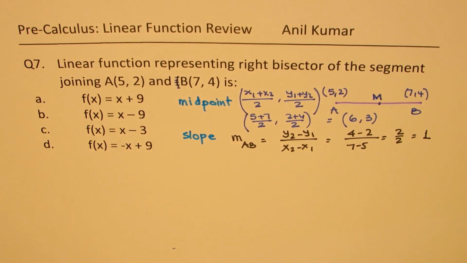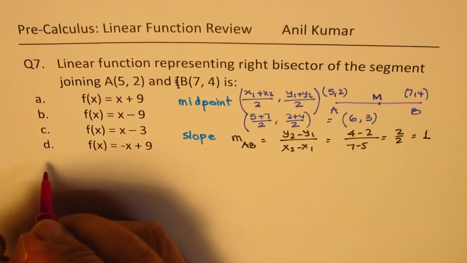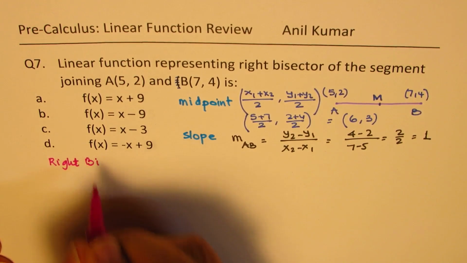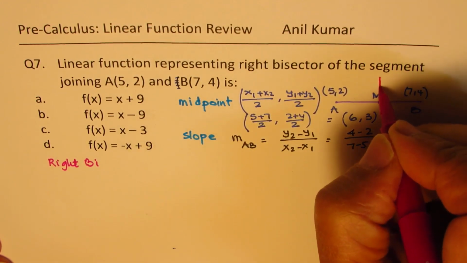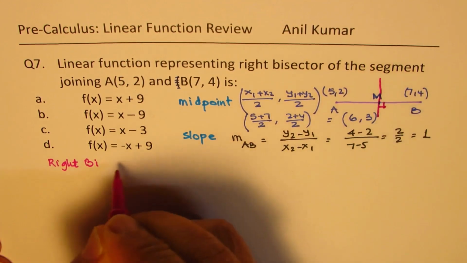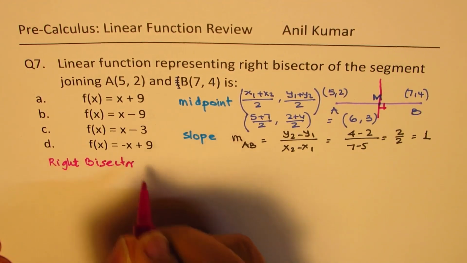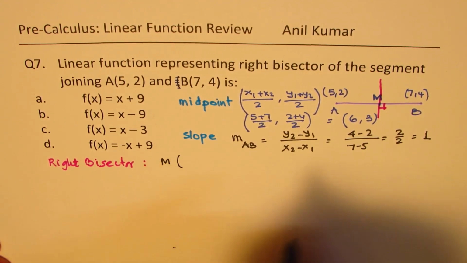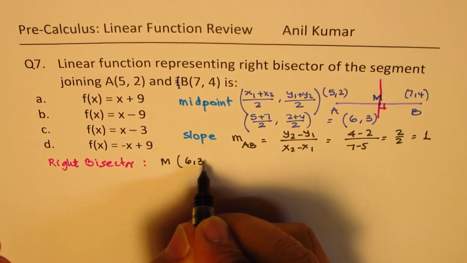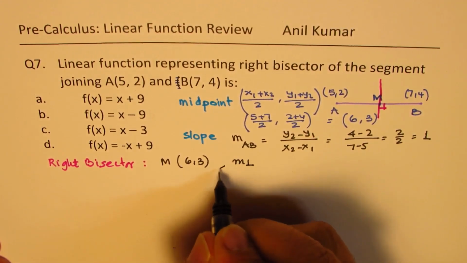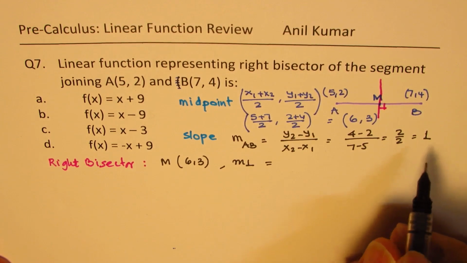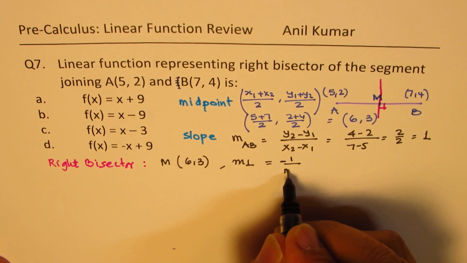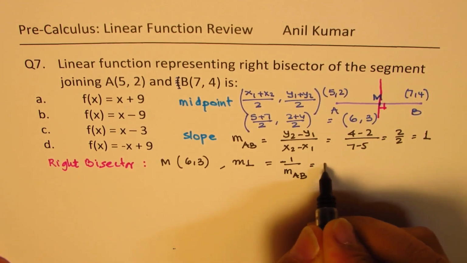Now we need to find the right bisector. That means the right bisector is going to go through the midpoint M, be kind of like this, right, and perpendicular. So that is going to go through the midpoint M, whose coordinates are 6 and 3. And the slope for the right bisector will be what? Negative reciprocal, right? So it is minus 1 over the slope of AB. In this case, minus 1.